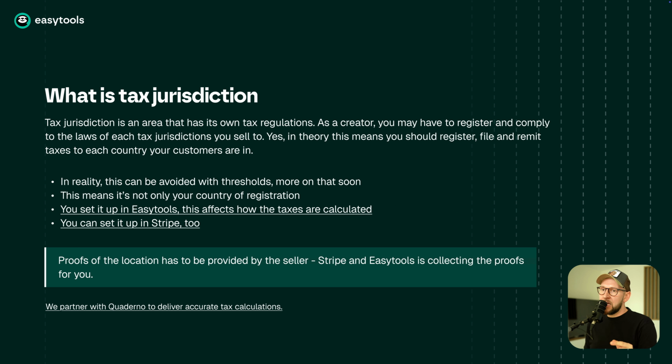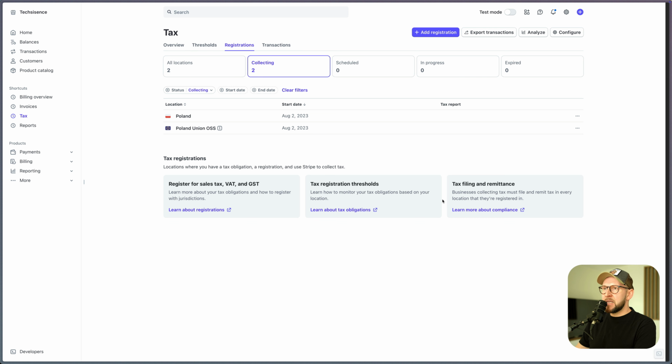Because as I say, if you have a registered jurisdiction in Poland and you sell to a Polish company, then the VAT will be applied. And if you have your jurisdiction in Switzerland and you sell to Austria or a Polish company, then the tax won't be applied. So how you set up your jurisdictions really affects how your taxes are calculated. So let's see how it can be set up first in Stripe and then in Easytools.